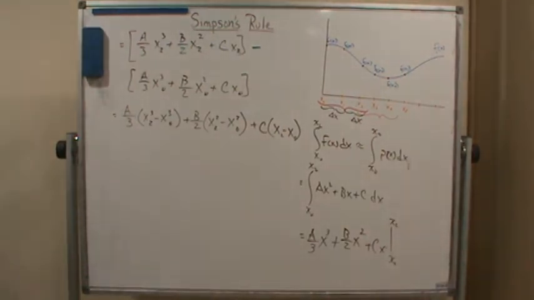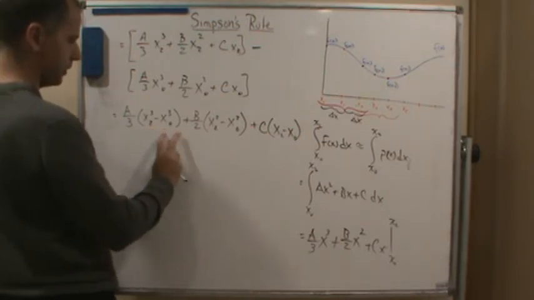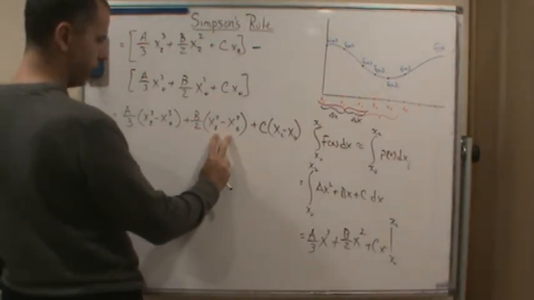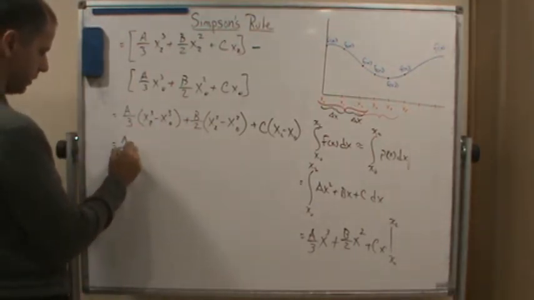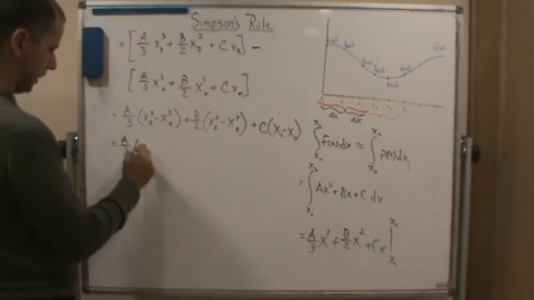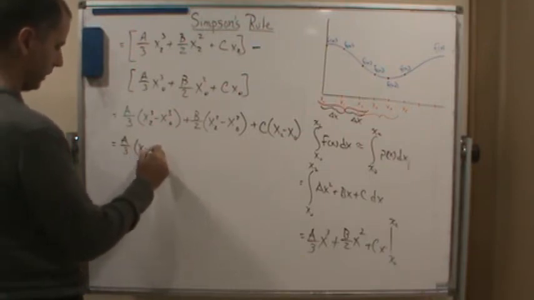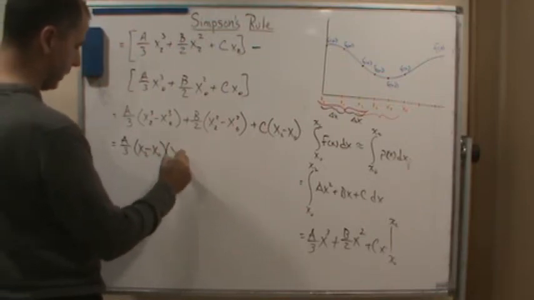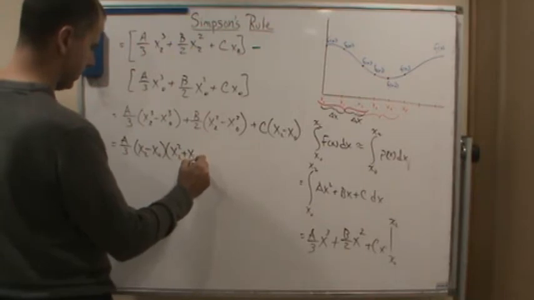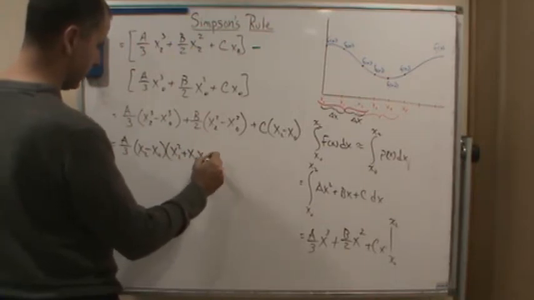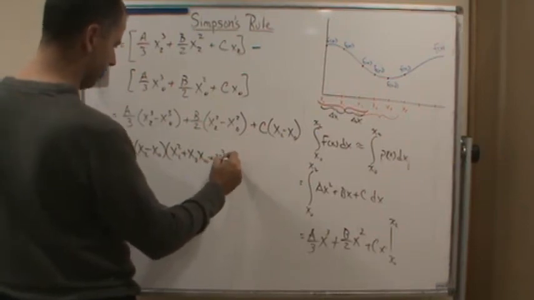Now, here I've got a difference of two cubes. Here I've got a difference of two squares. So let's use those properties and factor them out. So this is going to be a over 3 times x2 minus x0 times x2 squared plus x2 times x0 plus x0 squared.